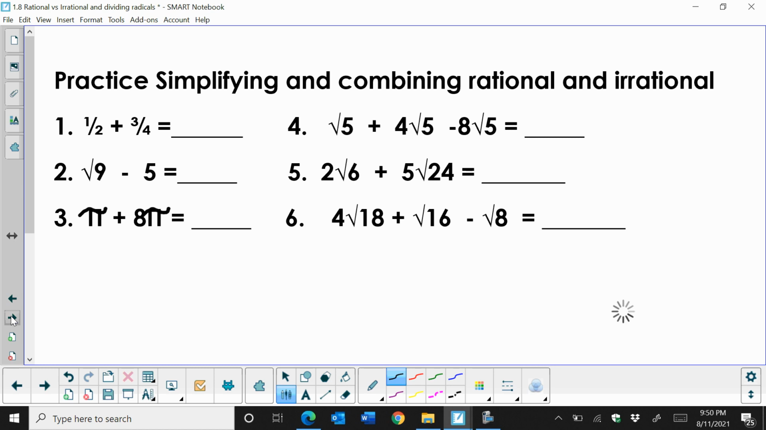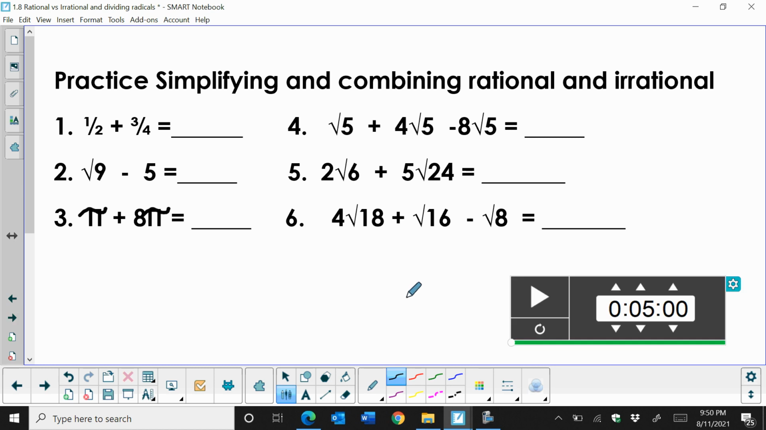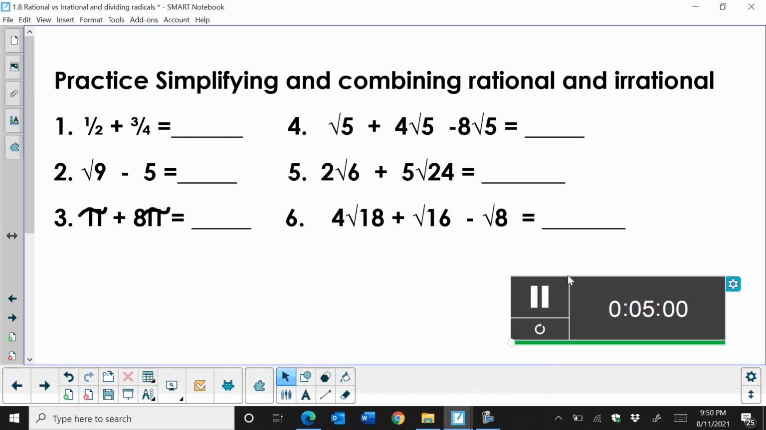Okay, so we're going to stop here. I'm going to give you 5 minutes. You've got some rationals and irrationals, and I want to see if you can add and subtract those. So go. 5 minutes.